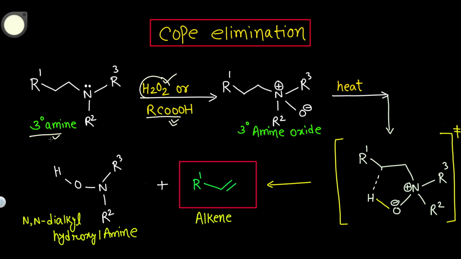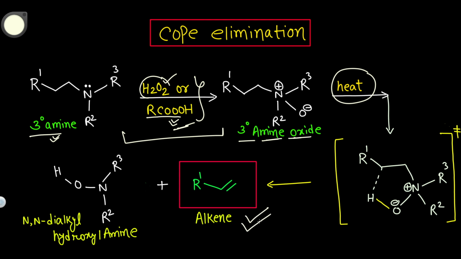So this is a 3-degree amine. We have done the reaction of this amine with this oxidizing agent, and now you are getting a 3-degree amine oxide. Yes, basically this step is an oxidation reaction. Now after we give some heat in this reaction, you will get an alkene in the product by the help of an elimination.